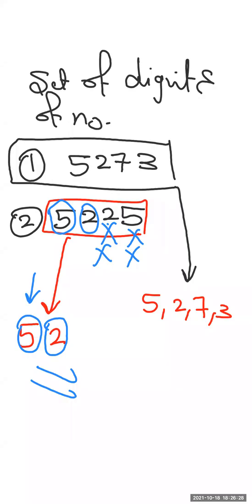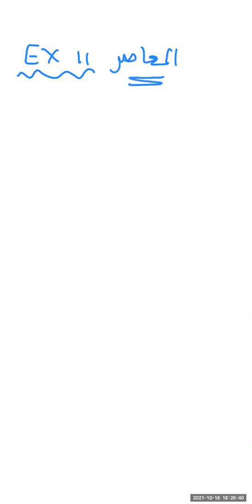Okay, guys. And the exercise questions in exercise 11, of course in the book, the one we are working from. The first question: mention the elements of each of the following sets.